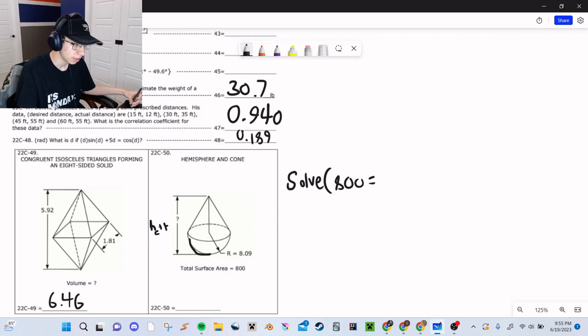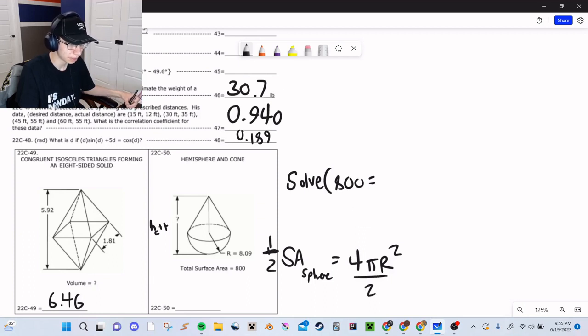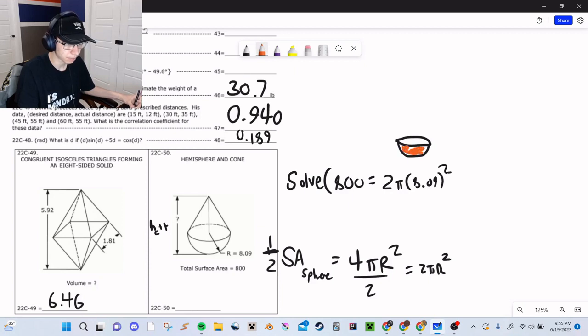So this part right here is going to be half the surface area of a sphere. The surface area of a sphere is equal to 4 pi r squared. We're dealing with half of that. So instead of 4 pi r squared, it's going to be 2 pi r squared. So 2 pi times 8.09 squared. That's going to be this bottom area shown here.